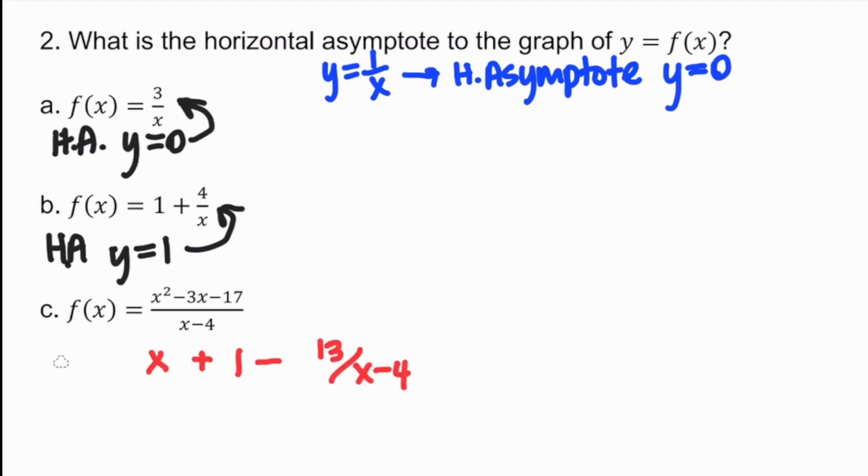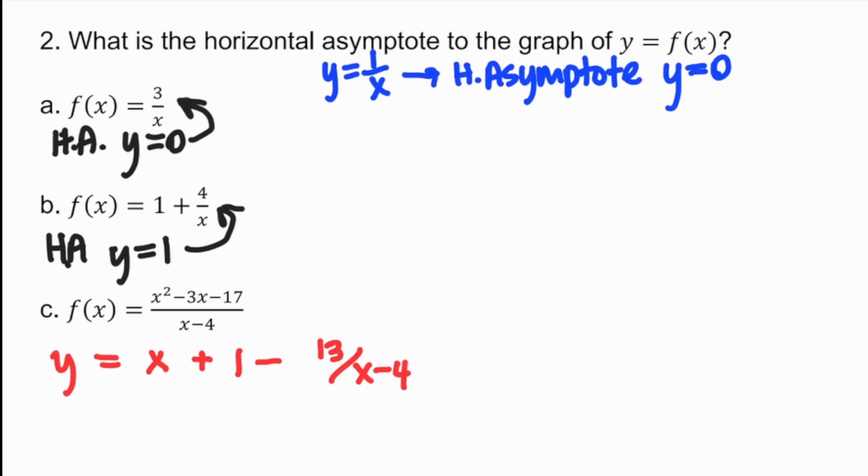So if we're looking at y equals x plus 1 minus 13 over x minus 4, and we think about what happens as x gets bigger and bigger, well, that 13 over x minus 4 is going to get closer to 0, but x plus 1 is not going to have any discernible behavior, right? X gets bigger, x plus 1 is going to get really big, minus 0. Okay, that's going to go to infinity.